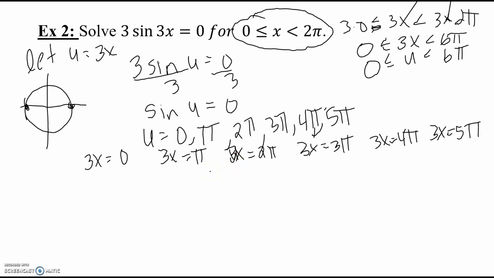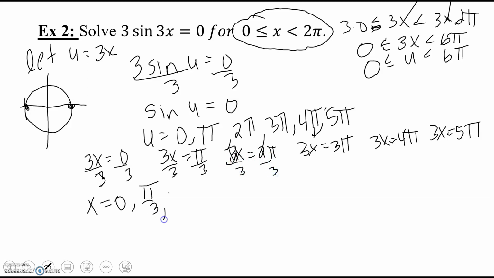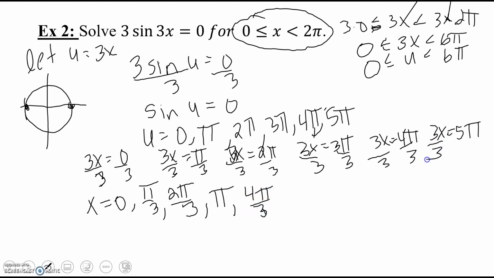So now I need to solve each of those for x. That just basically means divide by 3 on both sides. So here we would get x is equal to 0. Divide by 3 here, we would get x is equal to pi over 3. Divide by 3 here, we would get x is equal to 2 pi over 3. If you divide by 3 here, you will get x is equal to pi. Divide by 3 here, x is equal to 4 pi over 3. And then divide by 3 here, you will get x is equal to 5 pi over 3.